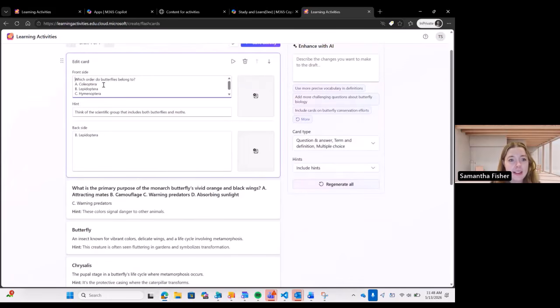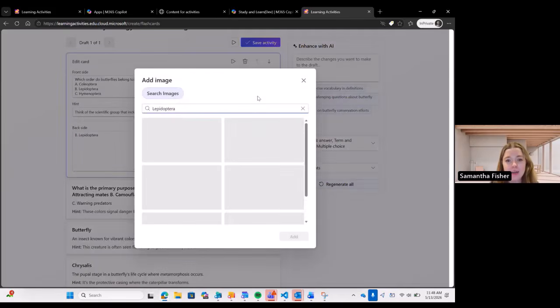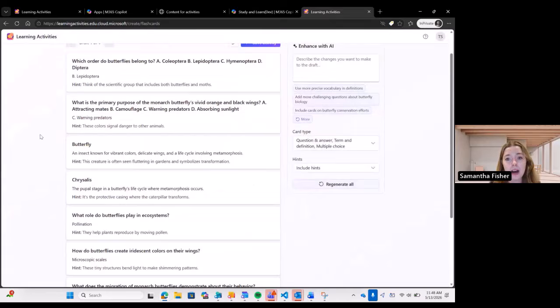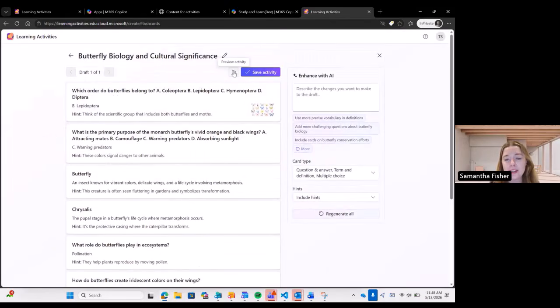So I can edit the question, I can edit the hint, I can edit the backside, and I can add images. So I saw someone kind of asking about images. This is really cool. So we actually pre-populate this search term here for you, and you can add your own images to flashcards. This makes them a lot more fun. We'll see what it looks like to preview the activity and what students will actually see once you've added all the images and stuff.